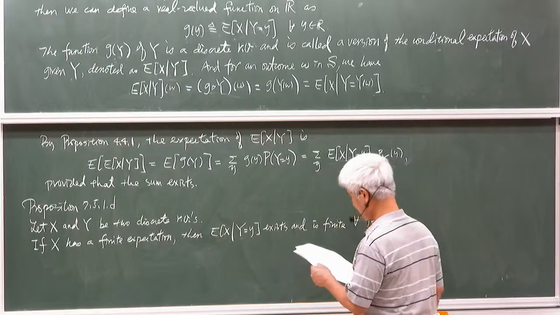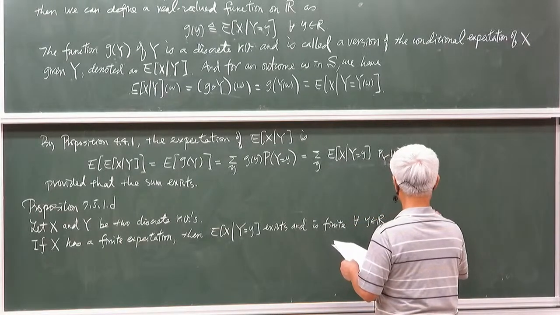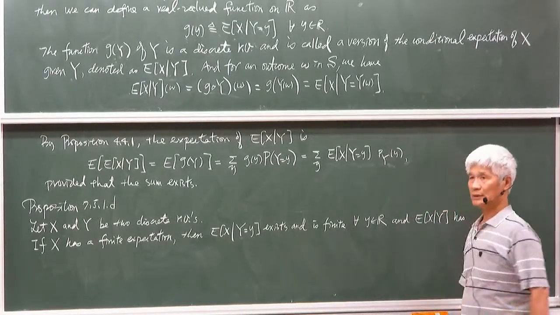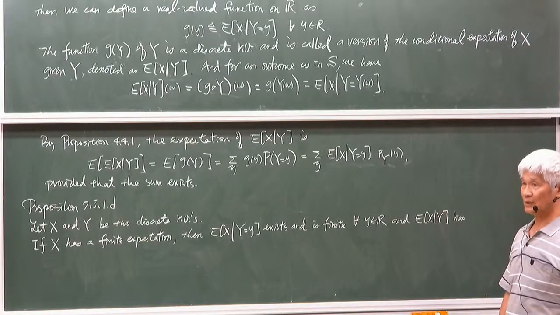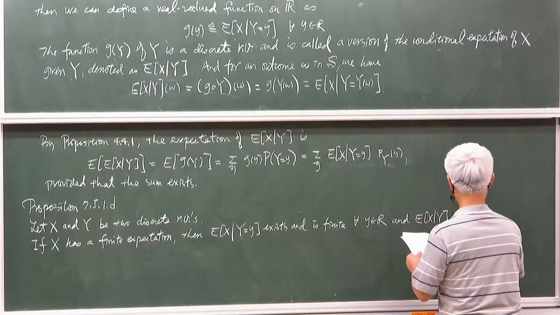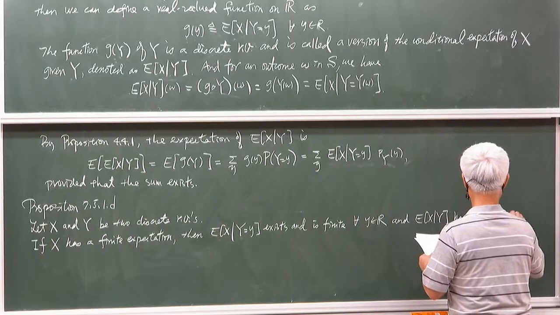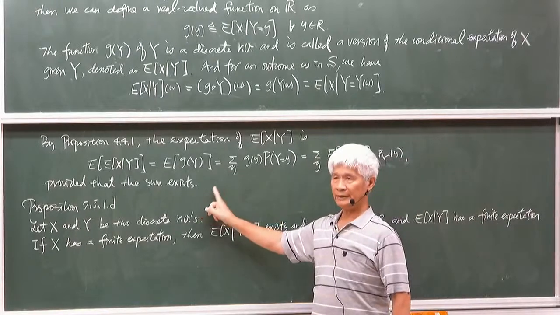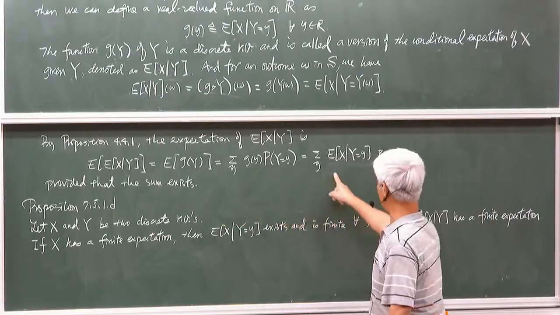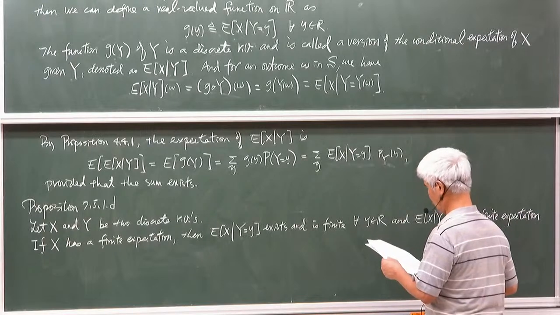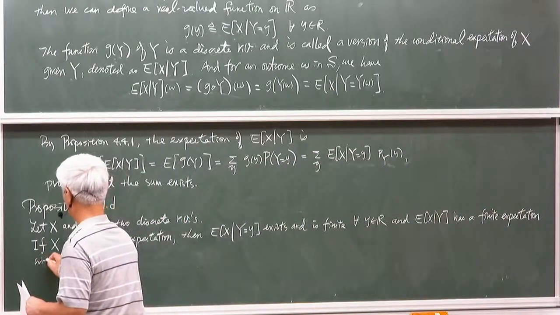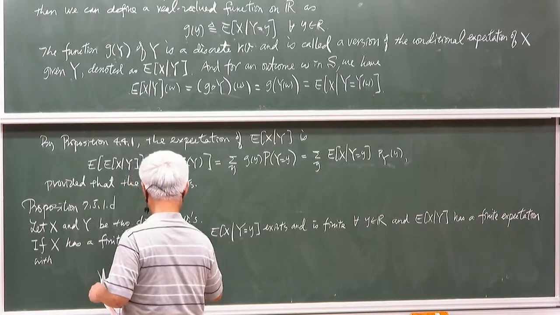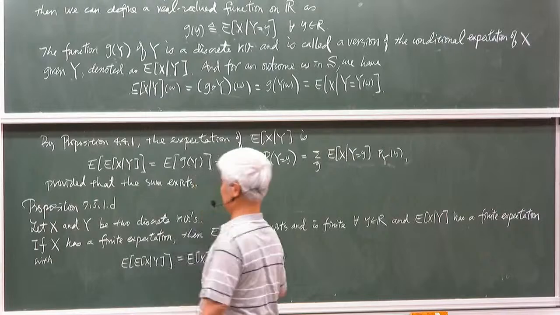And this random variable constructed, a version of the conditional expectation of random variable X given random variable Y, has a finite expectation too, which means that the sum exists and is finite. So this has a finite expectation, with what? Its expectation is equal to the unconditional expectation of X.